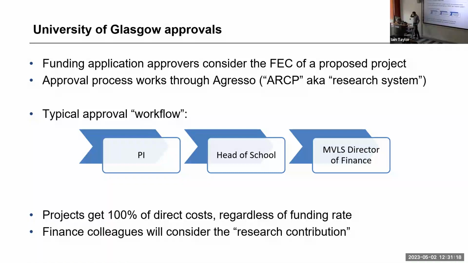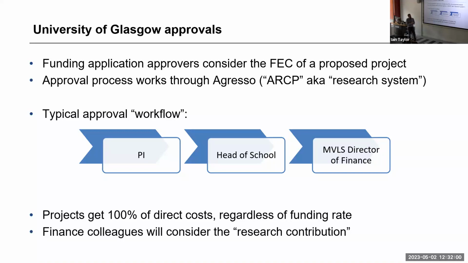So some of you I know are very familiar with this process. We'll talk a little bit about the university approval system. A key thing is that the funding application approvers consider the FEC of a proposed project. They're not just looking at how much you're going to get from the award. So if an award is for £100,000 and the FEC of the project is actually £500,000, then that's going to have some difficulties getting approved.